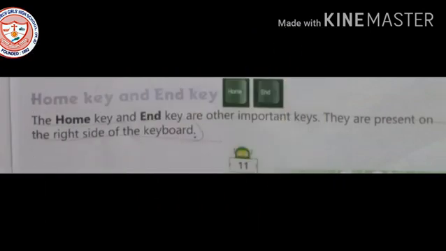Home key and end key. These are the two symbols of the home key. On the home key it will be written HOME, and on the end key it is written END. So there is no difficulty finding the home key and the end key on the keyboard because they are clearly visible. Okay. Now let's get started with this topic, home key and end key.